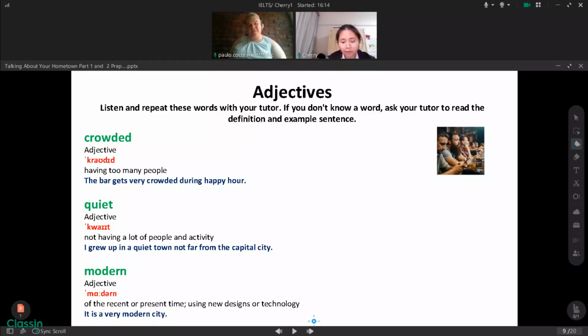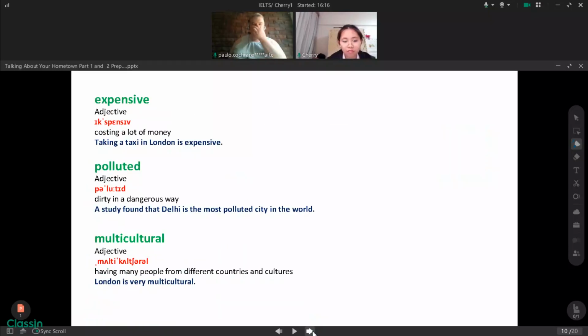Let's go to the next vocabulary. All right, can you read the vocabulary for us, please? Expensive, costing a lot of money. Taking a taxi in London is expensive. I know, it's very expensive in London to take a taxi. It's cheaper to take the train. Okay, the next one.